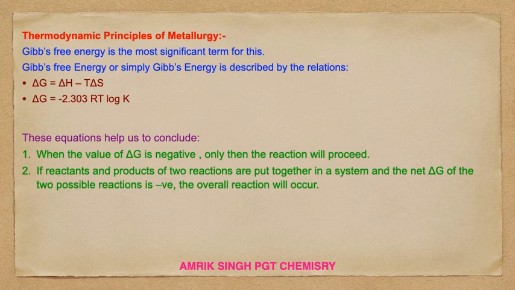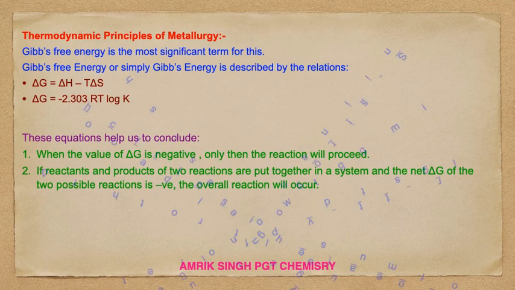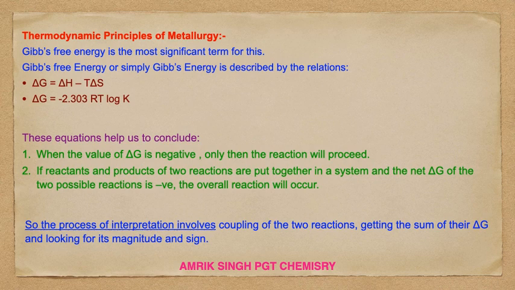These equations help us conclude that only when the value of delta G is negative will the reaction proceed, otherwise it will not proceed. If the reactant of reaction 2 and the product of reaction 1 are put together in a system and the net delta G of the two reactions is negative, the overall reaction will occur. So, the process of interpretation involves coupling of the two reactions, getting the sum of their delta G, and looking at its magnitude and sign.